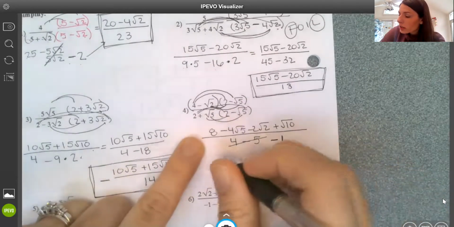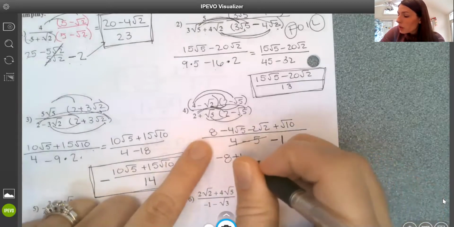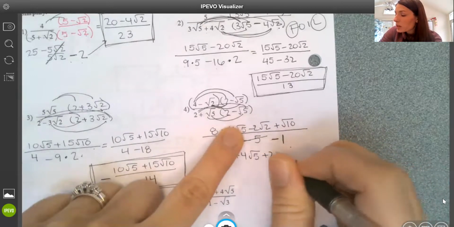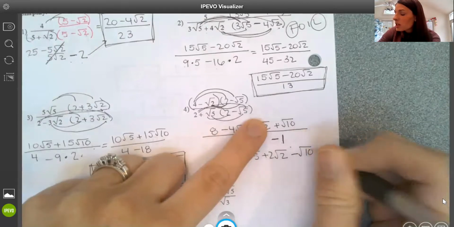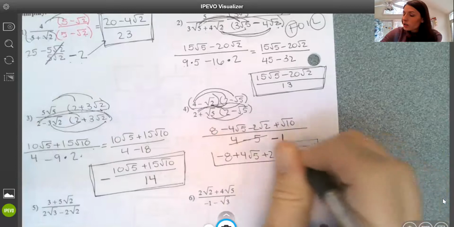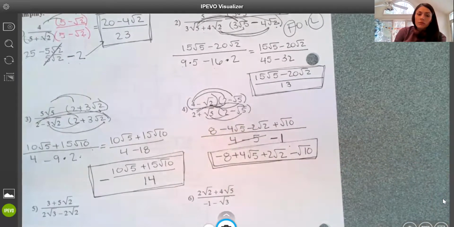So 8 over negative 1 would make this negative 8. Negative 4 over negative 1 giving me positive 4 rad 5. Negative over a negative giving me positive 2 rad 2. Positive over a negative giving me negative rad 10. Because each of these is being divided by negative 1, I just went through and changed all the signs. And there's my final answer.